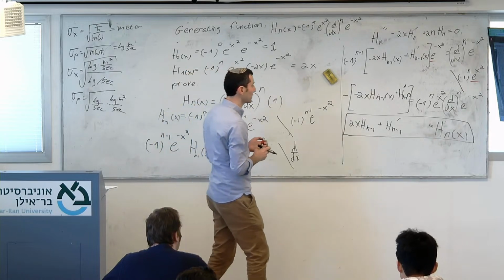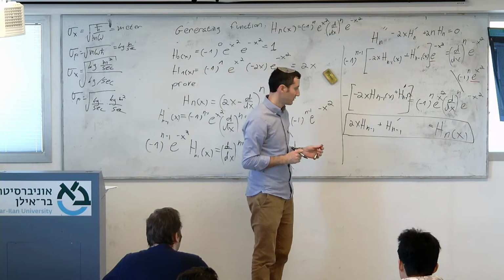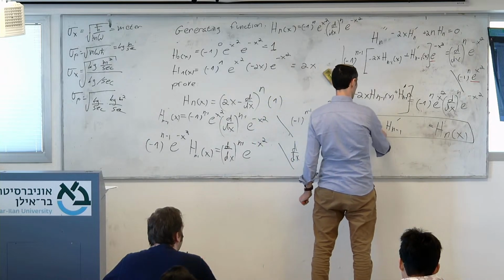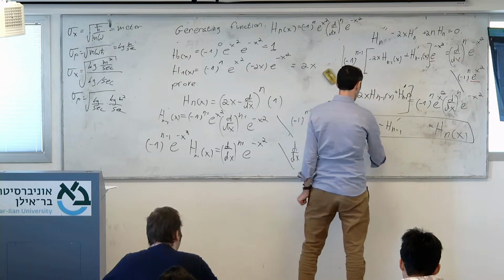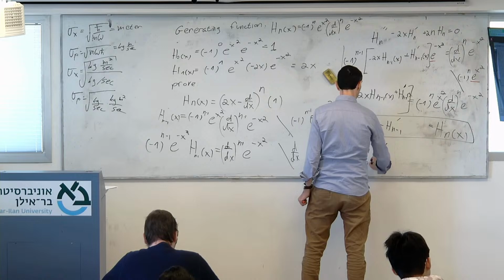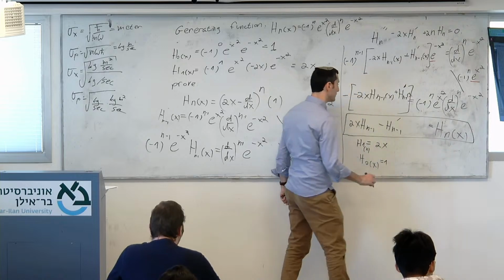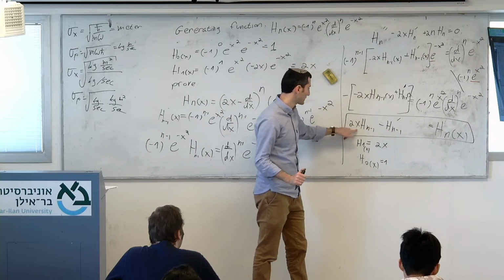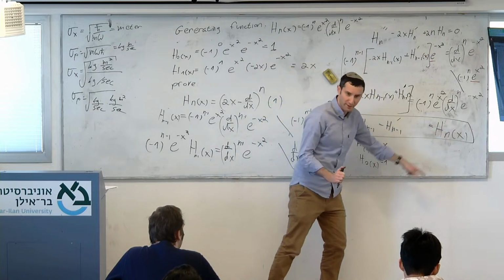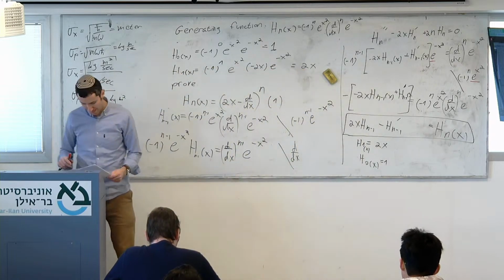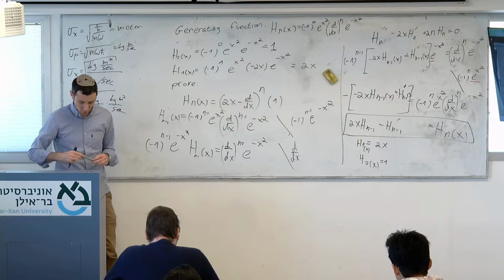I can even check it on 1 and 2x, right? We saw that H1 of x is 2x and H0 of x is 1. Does it work? This would be 0. 2x times 1 is equal to 2x. Now, this was once, right?